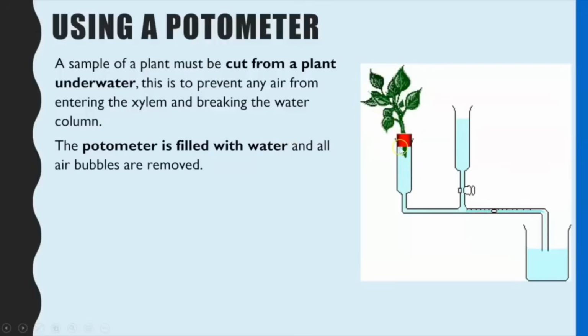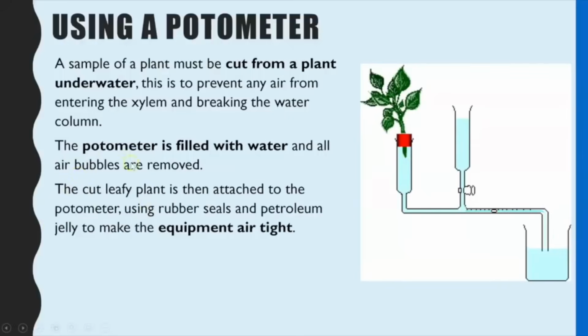The next step is the potometer equipment all needs to be filled with water. And again, this is done completely submerged in water, and that's to make sure all air bubbles are removed. We then get that leafy part of the plant and put it into the potometer through a rubber seal, like a rubber bung.